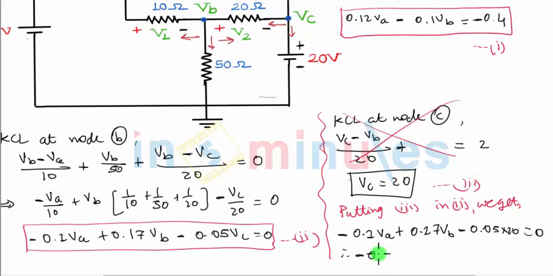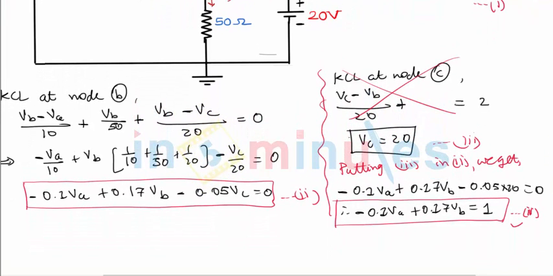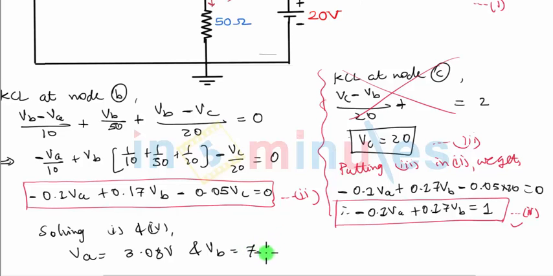So if you simplify, you get 0.1 Va plus 0.17 Vb, and this constant will go to the other side and become positive. It will come out to be 1. So this becomes my new equation and I'll call it equation number 4. Now if you look at equation 1 and equation 4, they are only in the form of Va and Vb, so let us solve them simultaneously. Solving 1 and 4, we get Va as 3.08 volts and Vb as 7.69 volts.